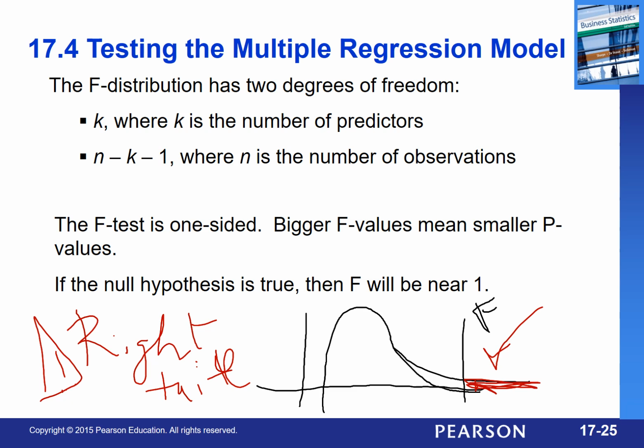Always right-tailed. So we always are gathering our F statistic and then looking at things larger than it. It's an unusual distribution, but it's a lot like the chi. It's accumulating error.